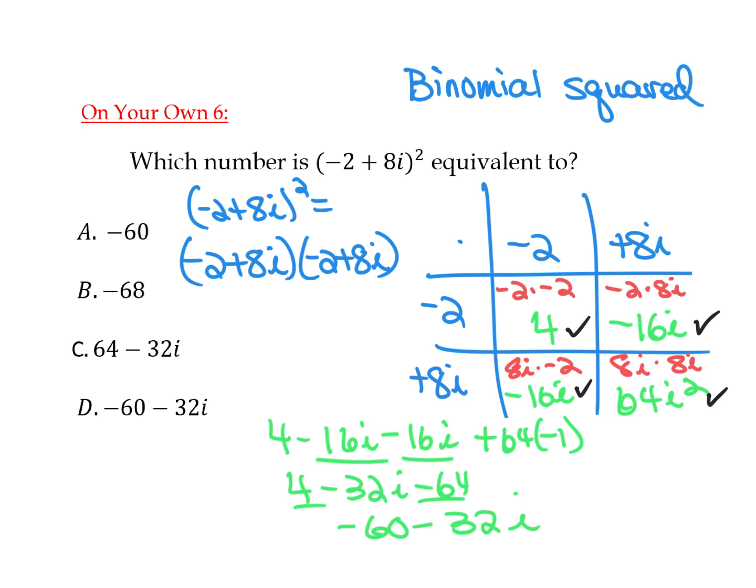I rewrite this as 4 minus 16i minus 16i. I replace i squared with negative 1, so I get minus 64. I combine my like terms. I have 4 minus 64, which is negative 60, and negative 16i minus 16i is negative 32i. So the answer should have been answer D.